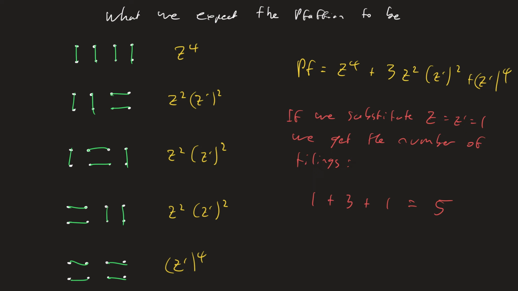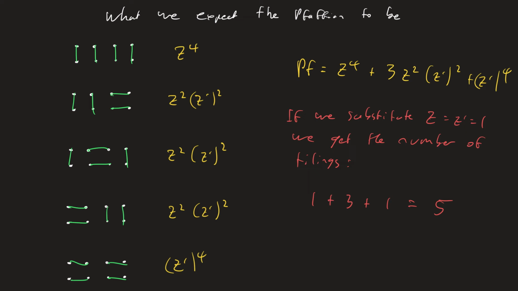This is what's known as a generating function because we care about the coefficients. The coefficients tell us the number of tilings we can have. With 4 vertical tiles, we have 1 tiling, the coefficient in front of z to the 4. With 2 vertical and 2 horizontal tiles, there are 3 possible tilings, this, and this. And with 4 horizontal tiles, the coefficient here is 1, so there's only 1 possible tiling here.